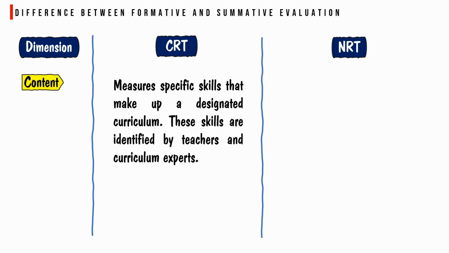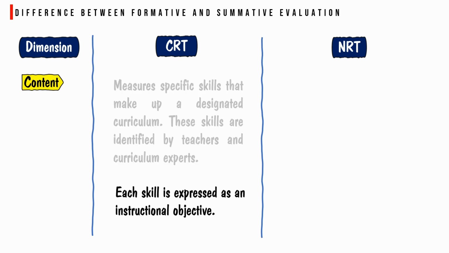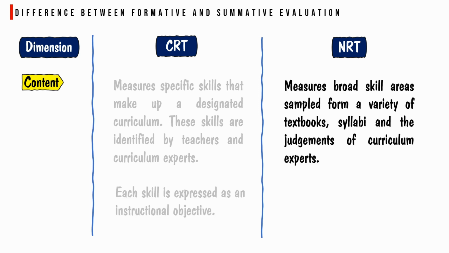Content. CRT measures specific skills that make up a designated curriculum. These skills are identified by teachers and curriculum experts. Each skill is expressed as an instructional objective. NRT measures broad skill areas sampled from a variety of textbooks, syllabi, and the judgments of curriculum experts.